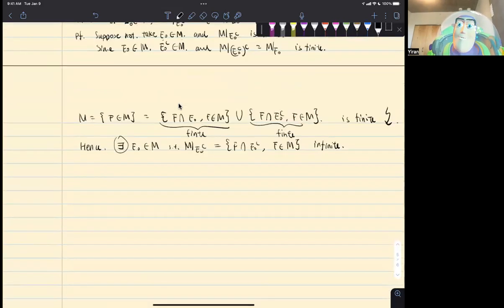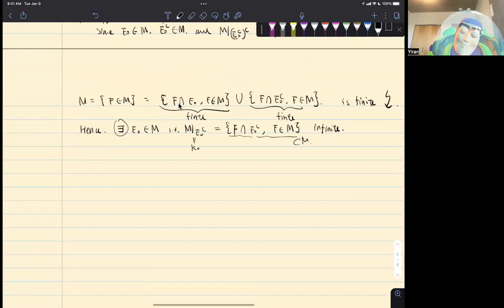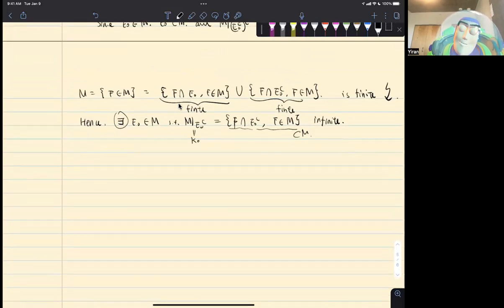It may not be a sigma algebra, we don't need it to be a sigma algebra. But this is definitely a subset of M, because notice that E_0 is in M, so E_0^C is in M, and intersecting with another set in M is definitely still in the sigma algebra M. Okay, and let's rename this to be K_0. Now what do we have? Now we can focus on this set, and using the same argument, there exists E_1 in K_0 such that K_0 restricted on E_0^C minus E_1 is infinite.